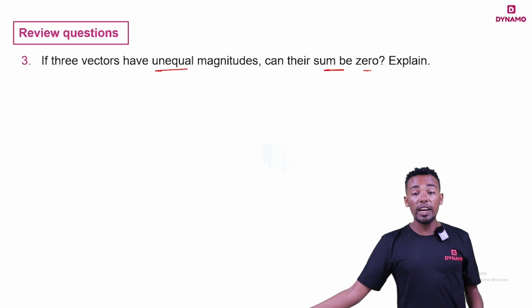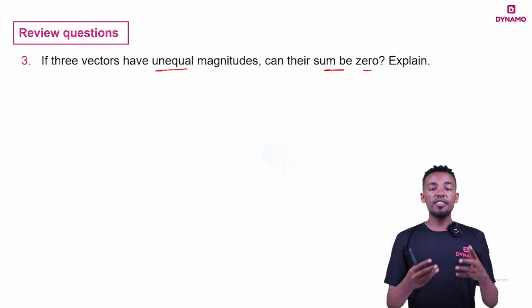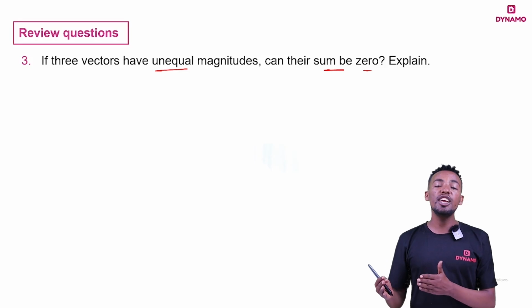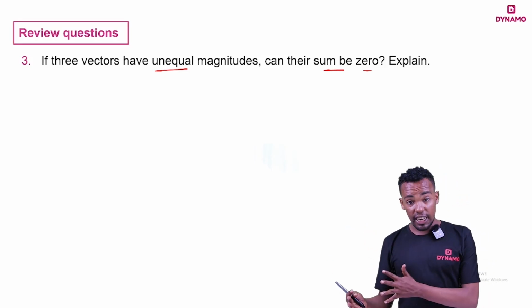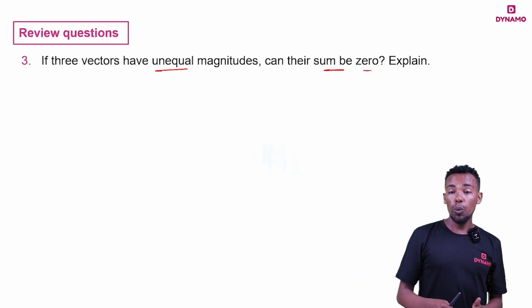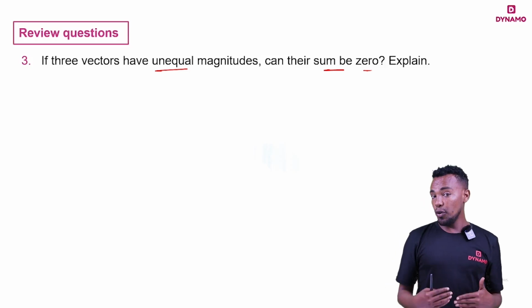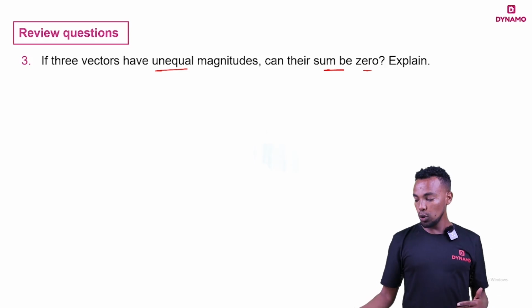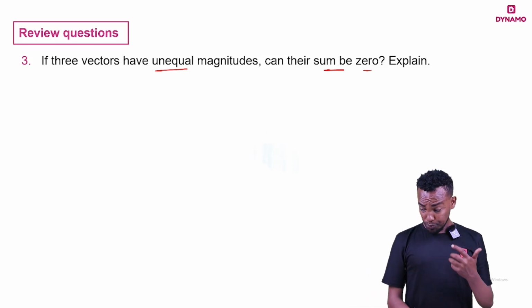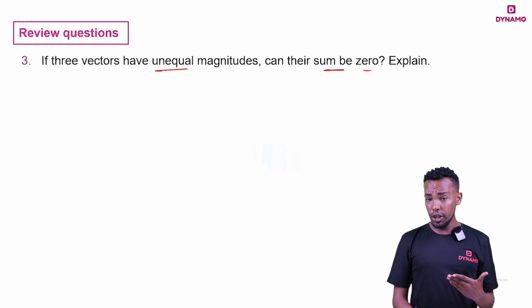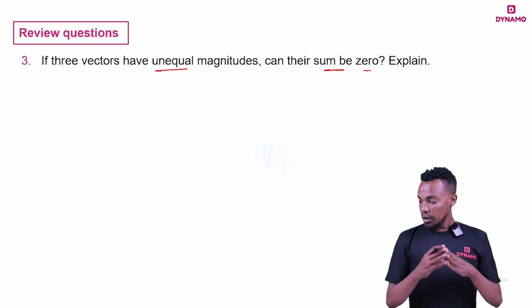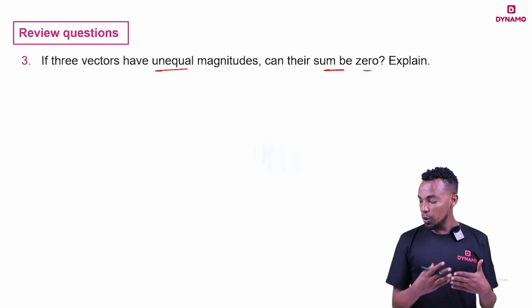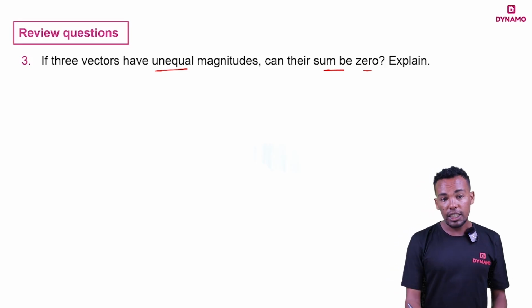How can it be 0? If the sum of two vectors is equal in magnitude to the third vector but opposite in direction, then the sum of the three vectors will be 0. Even if these three vectors do not have equal magnitudes, the sum can be 0.